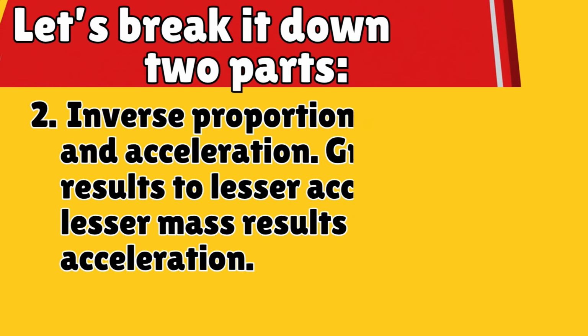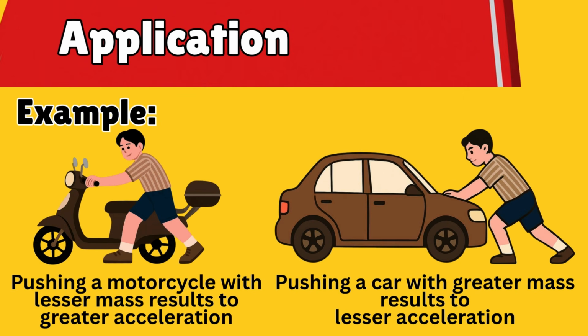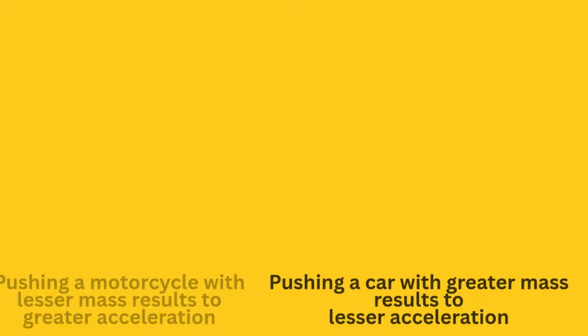Second is inverse proportionality. It means that when one value increases, the other value decreases, and vice versa. So mass and acceleration have inverse proportionality. Greater mass results in lesser acceleration, and lesser mass results in greater acceleration. For example, when you push a motorcycle that has lesser mass, it results in greater acceleration. But when you push a car with greater mass, it results in lesser acceleration.